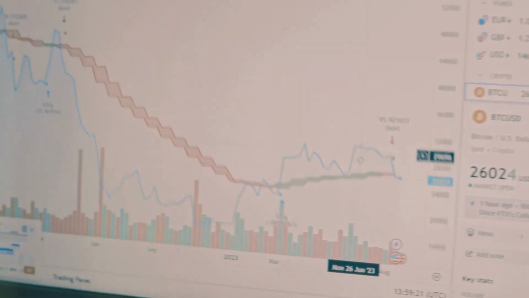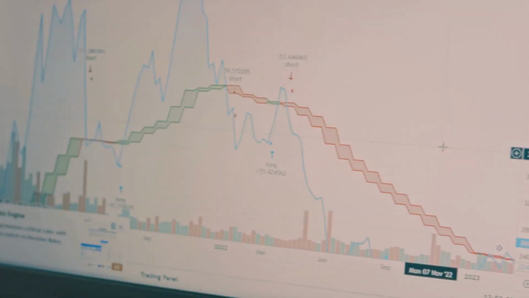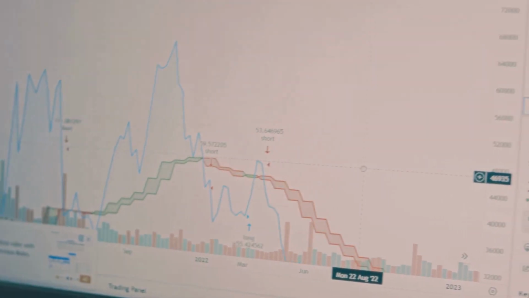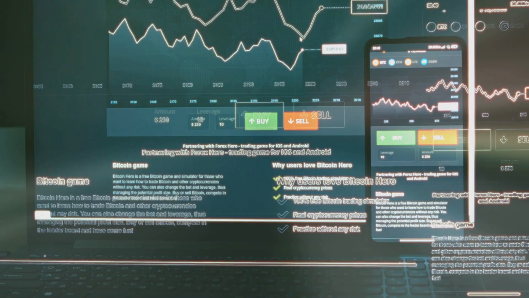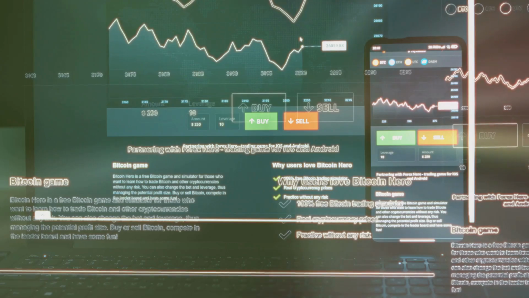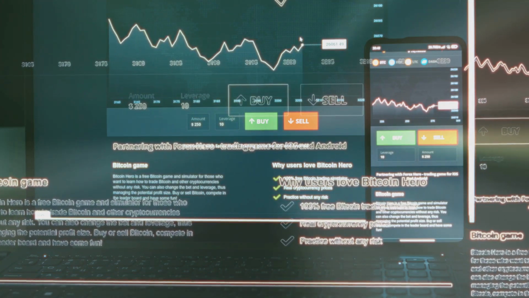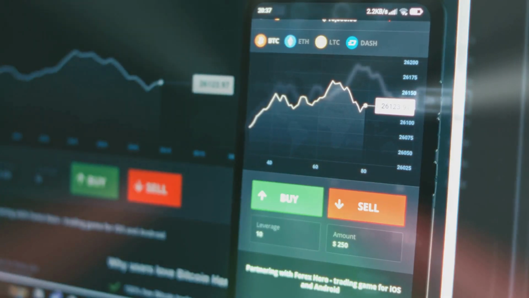Histogram divergence. If the price makes higher highs but the histogram makes lower highs, it can signal a bearish divergence. Conversely, if the price makes lower lows but the histogram makes higher lows, it signals a bullish divergence.